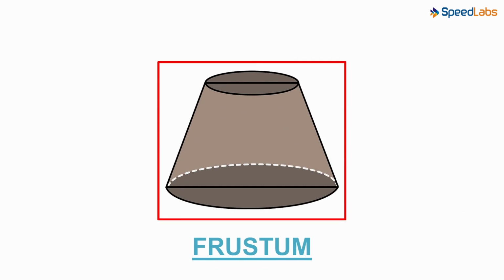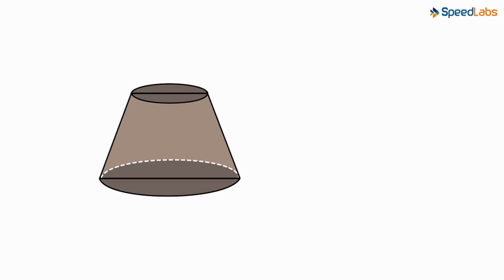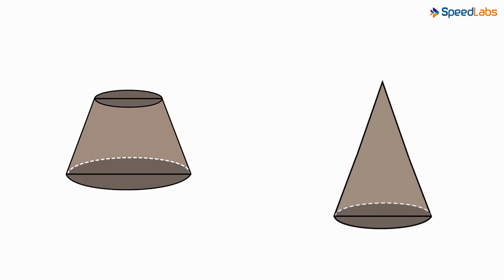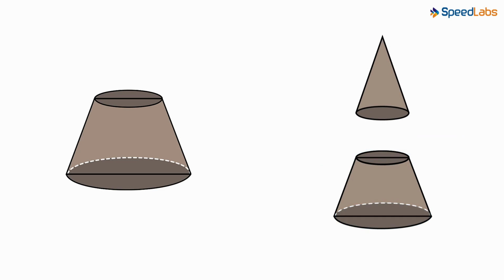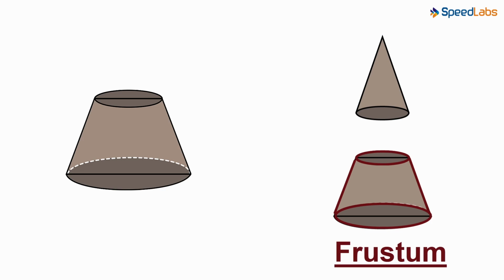It's called a frustum of a cone. It's obtained by slicing a cone. Let us see how. Suppose we have a cone here. We cut this cone by a plane which is parallel to the base of the cone in this way. What do we get? We get two solids. One of them is a cone again, but with a smaller radius and height. The other solid we get is this one. It's a frustum of a cone.